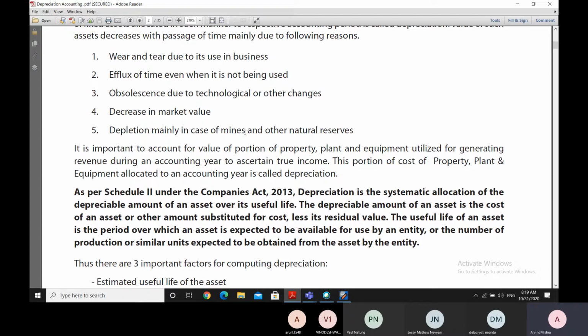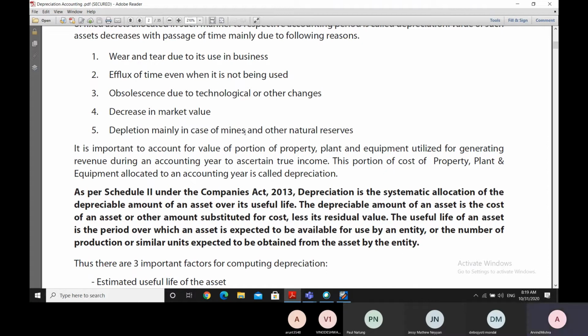So it is important to account for the value of the portion of the property, plant and equipment which is already utilized for generating the revenue during an accounting year. So as we are using the machinery, plant or equipment or the property, a part of its value is getting utilized every year, we can say, and we need to account for that utilization.